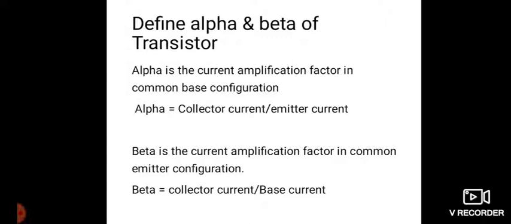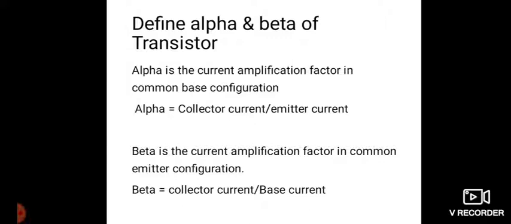Now, coming to the definition of alpha and beta. The alpha is the current amplification factor in common base configuration. In common base configuration, the collector current is the output current and the emitter current is the input current. So, the current amplification factor is output current divided by input current. The output is collector current and the input is emitter current. So, alpha is equal to collector current divided by emitter current.